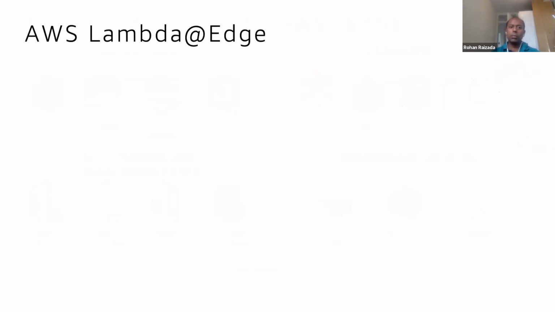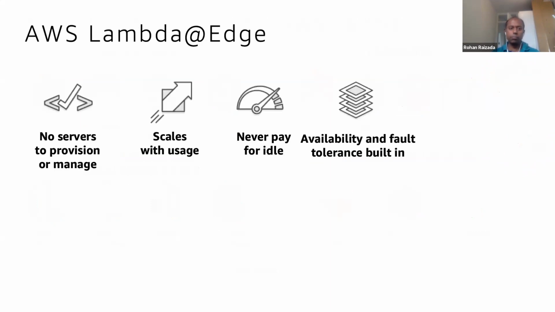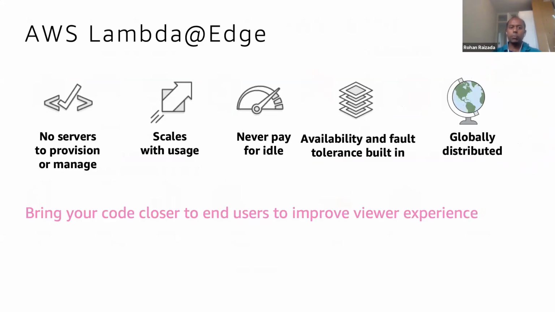So what are some of the benefits of Lambda Edge? All of the benefits that I just touched on earlier actually hold. One added advantage Lambda Edge provides is that it's globally distributed. You're not just running Lambda in a particular region. When you use Lambda Edge, you run it across all of those points of presence or edge locations. This in turn allows you to bring your code closer to end users to improve the experience.